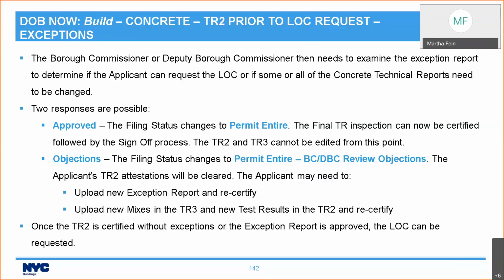Or they could have objections. If the borough commissioner or deputy borough commissioner has objections, then the TR2 attestations are going to be cleared out. And the applicant will need to do one or both of these things. They may need to upload a new exception report and recertify. Or they may need to upload new mixes in the TR3 and new test results in the TR2 before they recertify. So let's go back a couple of slides.